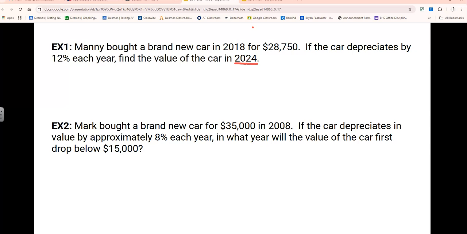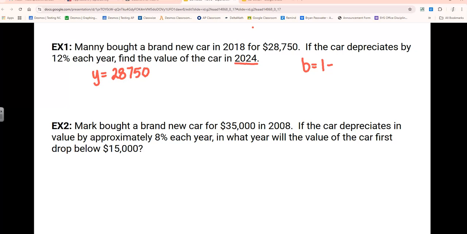For this, we are going to look at an equation. So y equals what here, Sophia, would be my initial value? Very good, 28,750. That is my A value. That's my starting value. To find that B value, when we're talking about depreciation, we're talking about decreasing in value. So we're going to do 1 minus the rate as a decimal.